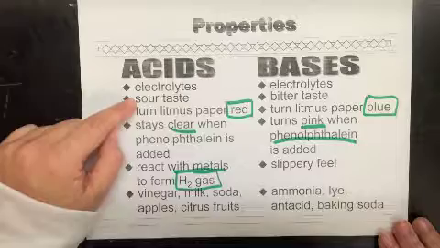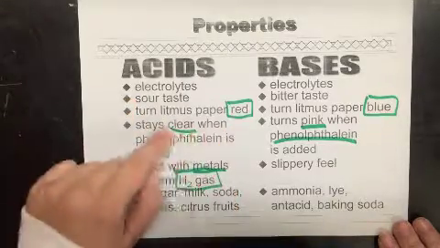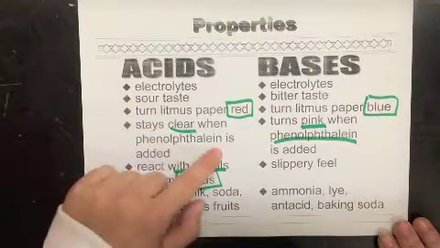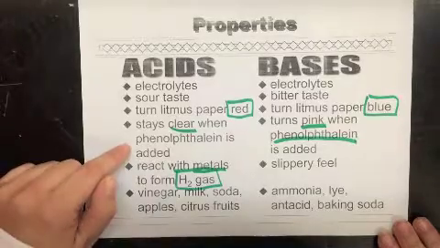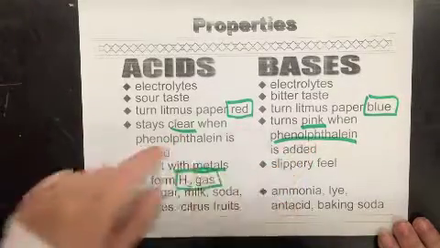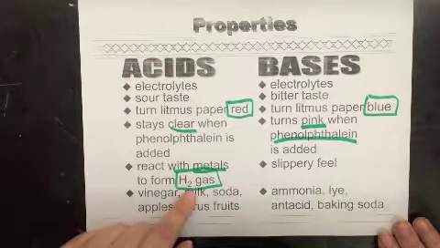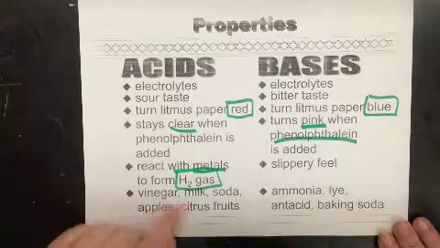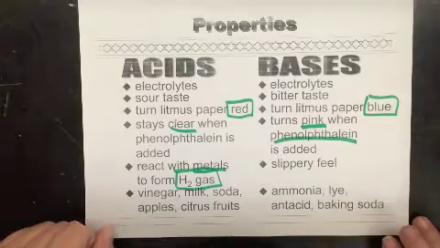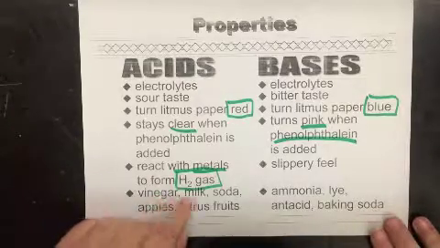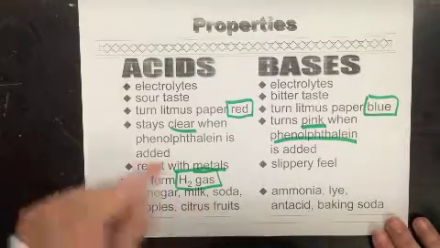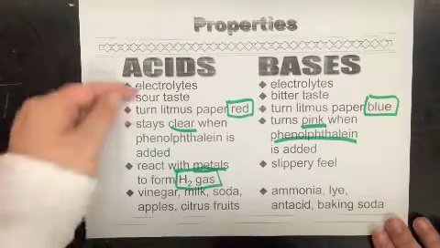Acids have a sour taste. They turn litmus paper red. They stay clear in phenolphthalein, which is just an indicator. So if you see, this says clear and bases say pink. Acids react with metals to form hydrogen gas, and some examples are vinegar, milk, soda, apples, and citrus fruits. And if you can tell, these examples have a lot of these properties.